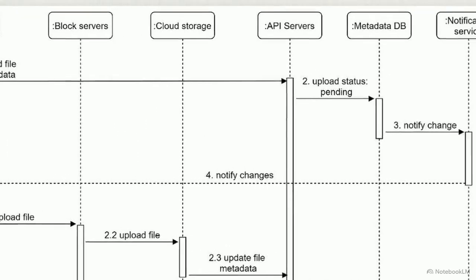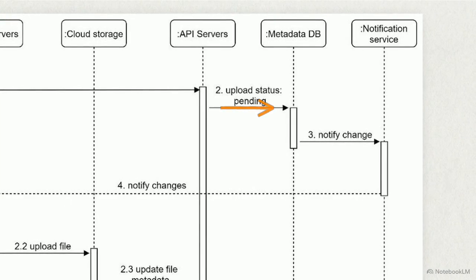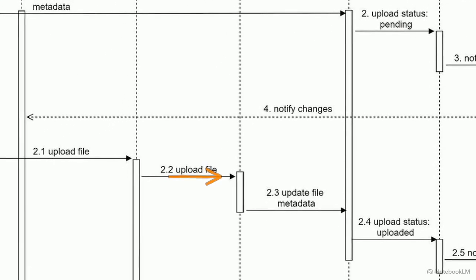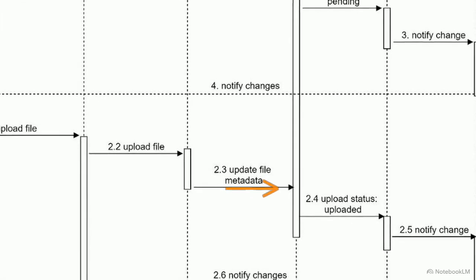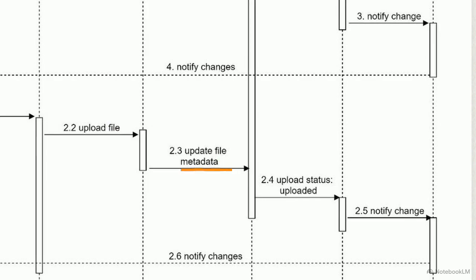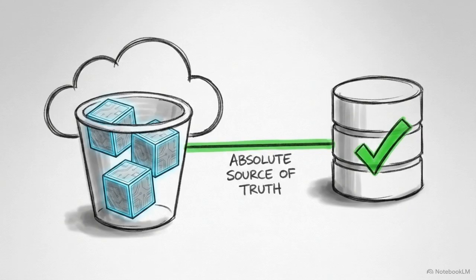The API server records the new metadata in the database and marks the file status as pending. Simultaneously, the block server finishes chunking and pushes the encrypted blocks to cloud storage. After the blocks are secured, the cloud storage triggers a completion callback to the API server. Only after storage is confirmed does the metadata database update the file status to uploaded. This two-phase commit makes the database the absolute source of truth. If the database does not confirm the blocks, they don't exist to the user.